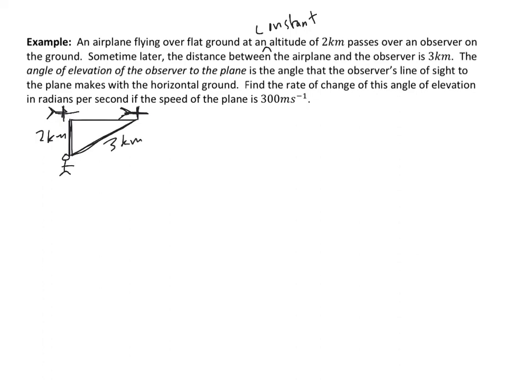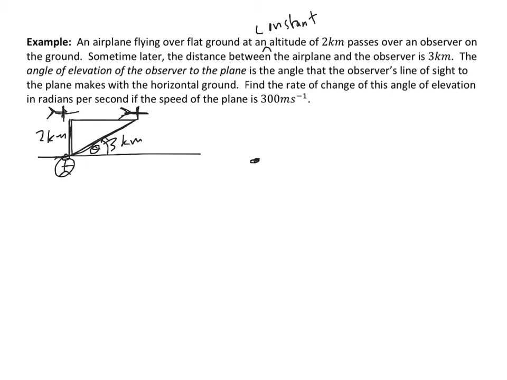Okay. Now it says the angle of elevation of the observer to the plane is the angle that the observer's line of sight to the plane makes with the horizontal ground. Okay, so if this is the ground, and again, this person isn't buried in the ground, I promise, they're at ground level, this is the angle they're talking about. And so that makes me think, if this is the angle they're talking about, maybe I should have drawn this differently.